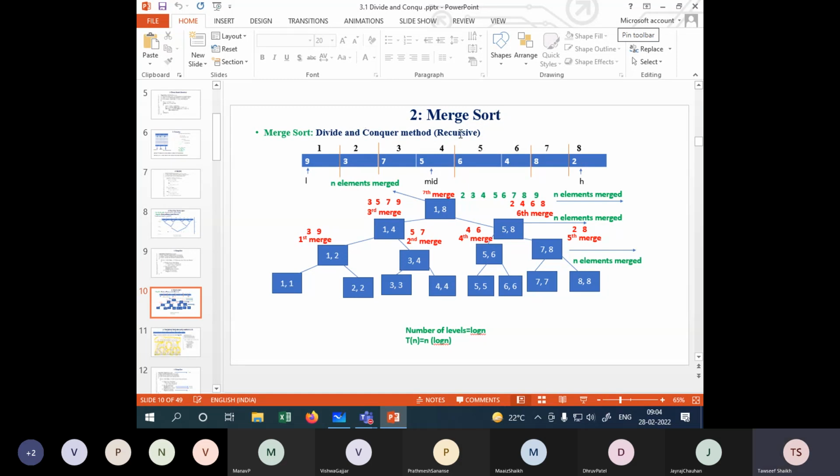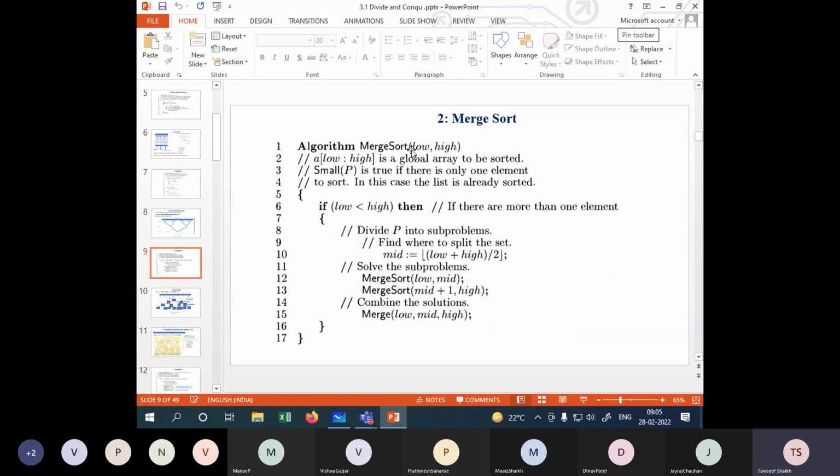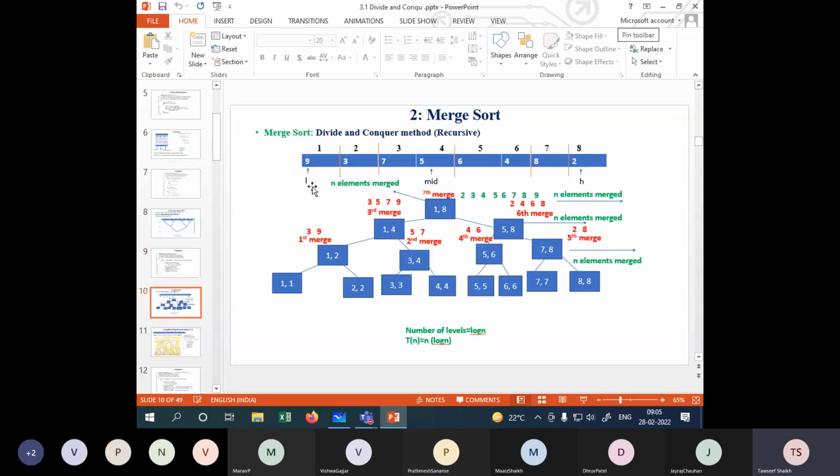Since it's divide and conquer, and every divide and conquer algorithm works under the principles of recursion, whenever you see recursion, automatically the stack should come to your mind. Every recursive function uses the stack to store temporary data. So let's focus on this example. Initially, when we call this function merge sort, the two parameters we pass are low and high. Here, low is 1, the first element, and high is 8, the last element.